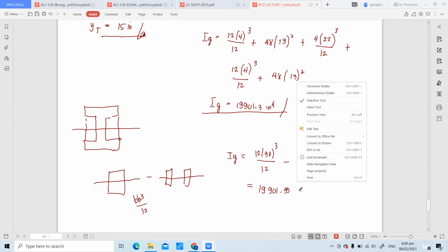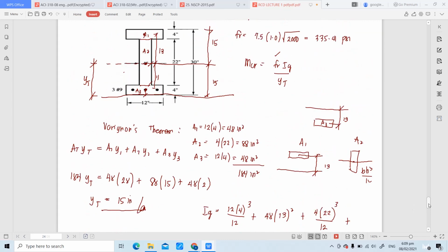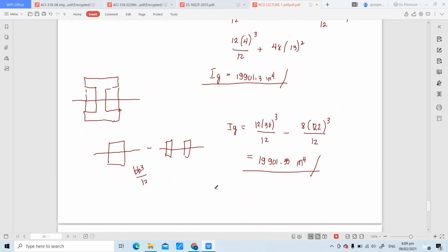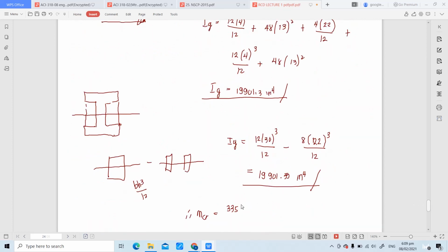19,901.33. Do we have the same value? Parehas po, sir. So, kung saan kayo mas nadadalian, okay lang. Pag na-solve na yung I sub G, and then y sub t, solve na din natin, we can now compute for cracking moment. So, substitute lang natin sa formula. Cracking moment, therefore, is f sub r, na-solve na natin, 335.41 psi.